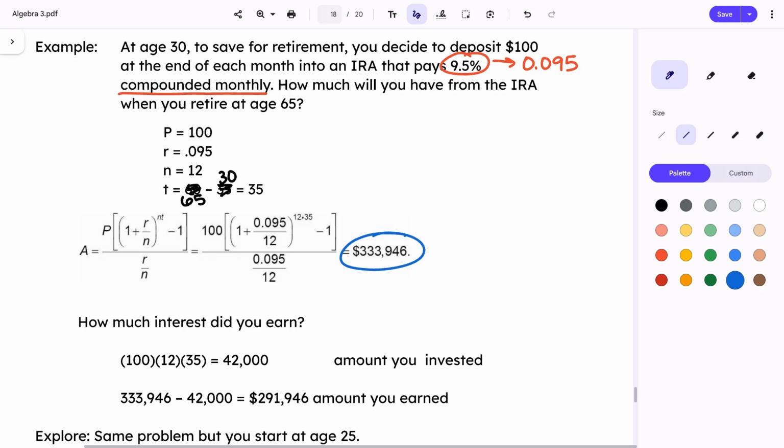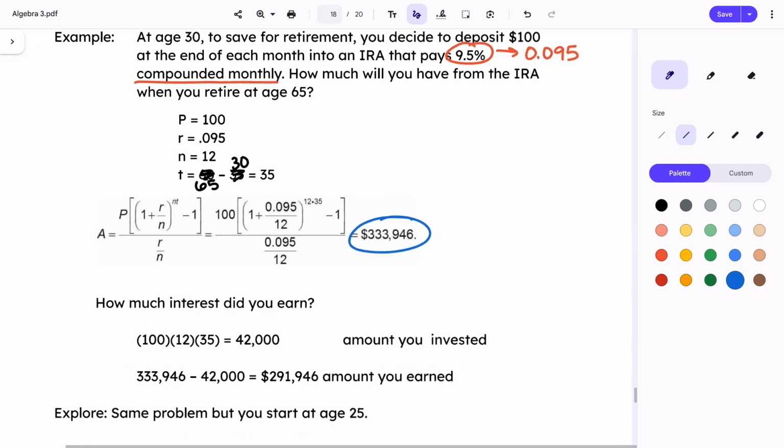$333,946. Okay, that's a good amount of money, but is that enough to probably retire on? No, probably not. This would be if you just did $100 a month. Let's say you did $500 a month. Or let's say you decide to do this starting at 20 years old versus 30. If you start sooner, you'll have more money as well.